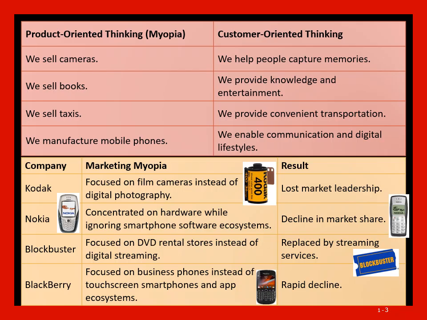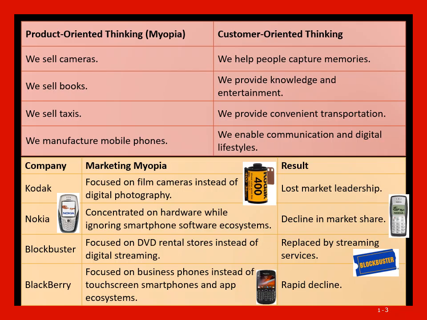Let's talk about the example of Kodak. They focused on film cameras instead of digital photography. What was the result? They lost the market leadership over a period of time, because most of the people started using mobile phone cameras, and they didn't develop or come up with new technology, new products.